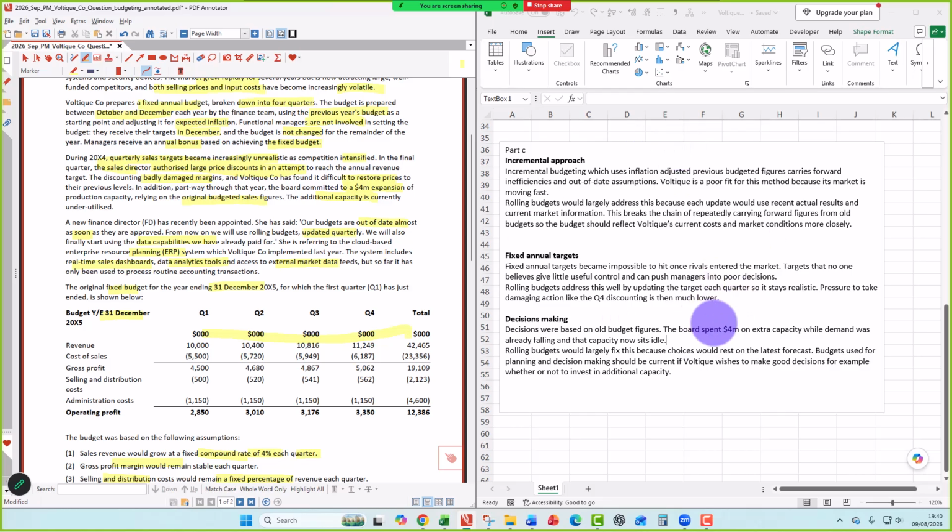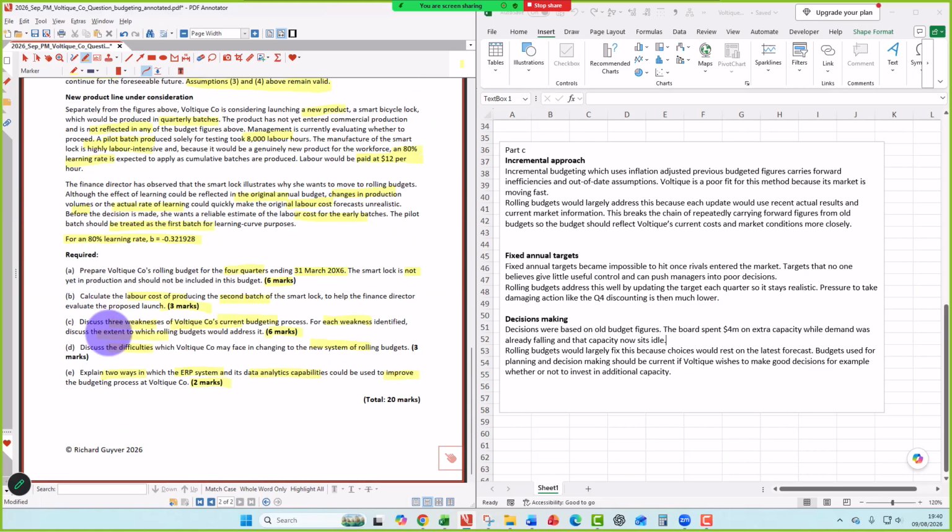So those are 3 that I came up with. There are more. You could probably look at this and come up with others, as long as it's relevant, as long as you're answering the question, which is a weakness of the current process and the extent to which rolling budgets would address it, then that's fine. When you've got a question like this, make sure you use examples that you can use to answer both parts, because you could possibly pick up a weakness where rolling budgets don't help. So try to avoid putting that in, because you start to answer the question and then you leave yourself stuck. So make sure that whatever you put down here, you can cover off both parts of that question.